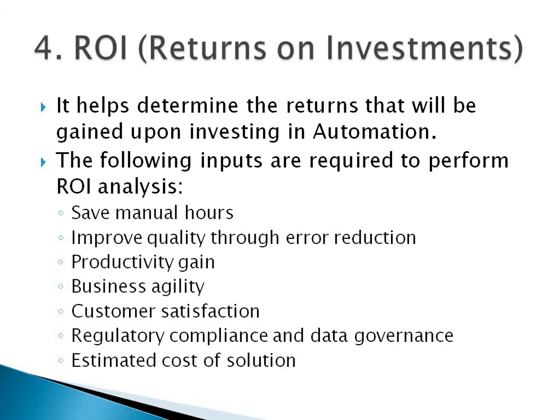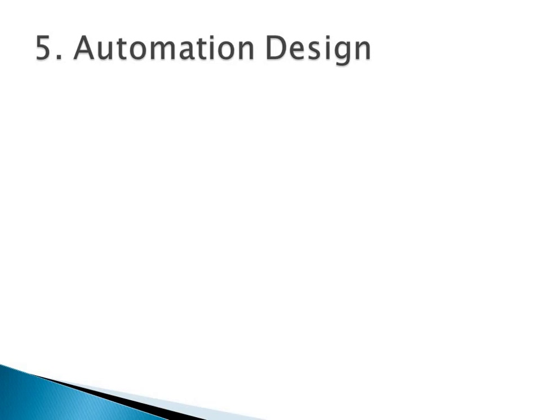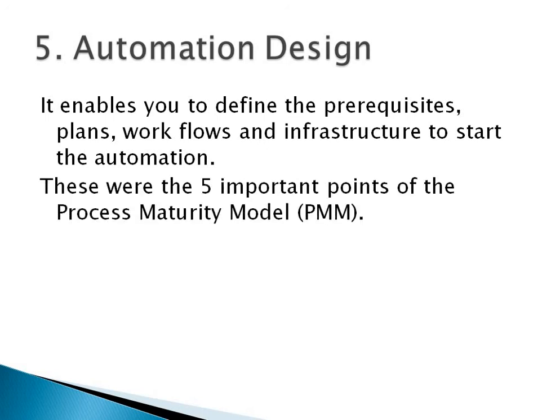Estimated cost solution. And the final stage will be automation design. It enables you to define the prerequisites, plans, workflows, and infrastructure to start the automation. So these were the 5 important points of the process maturity model, and if they all get successfully cleared, then Automation Anywhere will start to design this and start implementing and working on the project.